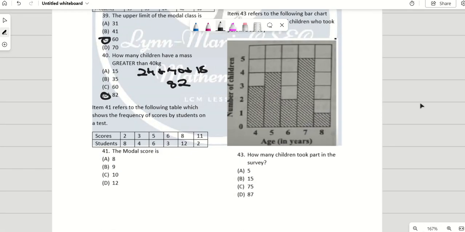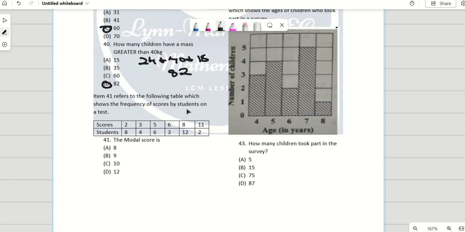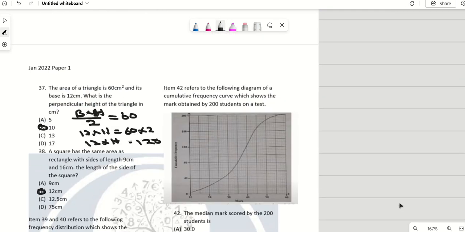Right, item 41 refers to the following table, which shows the frequency of scores of students on a test. The modal score is the most popular score. We have 12 students making 8, so the most popular would be 8. Right, let's look at the next one.